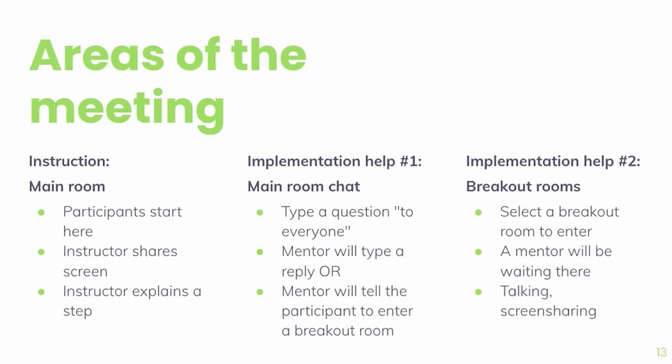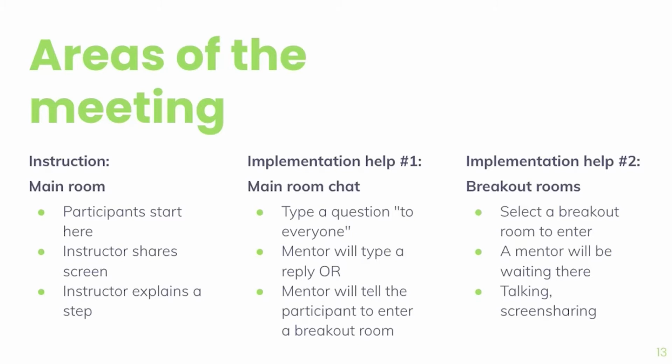The first is they stay in the main room and ask a mentor through the chat feature there. Because of the way Zoom chat works, their message will be visible to everyone in the Zoom meeting. I'll talk more about that later. If the answer to their question is quick, the mentor will just answer it by typing in the chat. But if the mentor thinks that the question requires more help, they can tell them to please enter a breakout room, which is the second way to get help from a mentor.